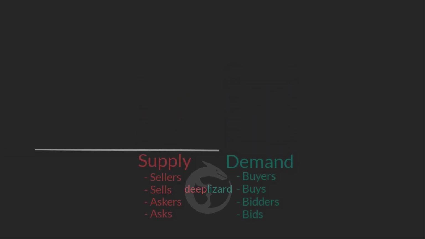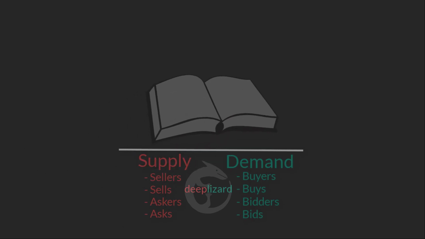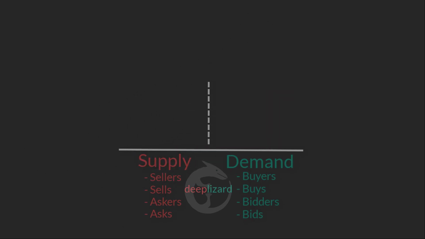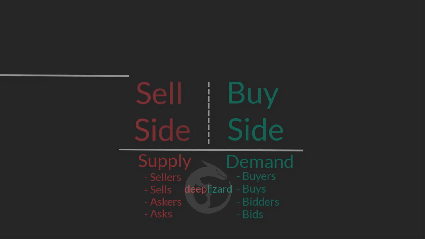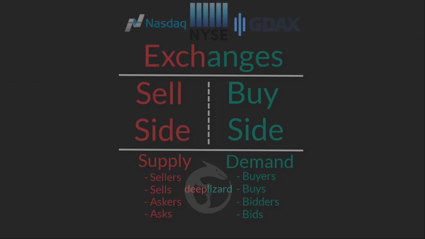We organize supply and demand using order books. Order books have two sides, the buy side and the sell side. This organization is carried out by exchanges. Exchanges organize markets by creating and maintaining order books. Exchanges facilitate trading by providing access to these order books.